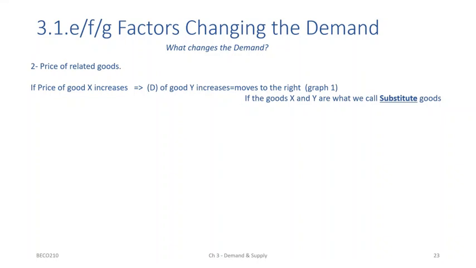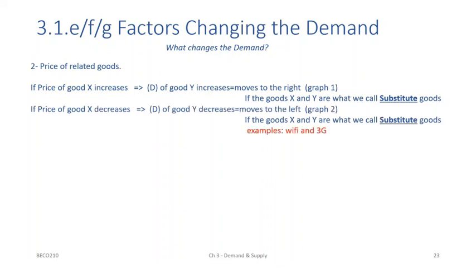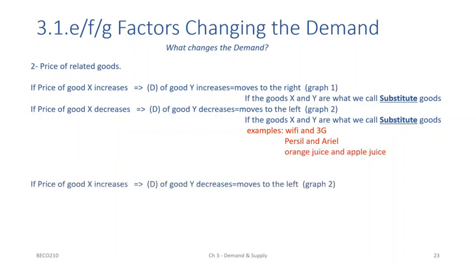If the price of good X increases, the demand of good Y increases, like we saw in graph 1, whenever the goods X and Y are substitutes. The inverse is also correct. These are examples.